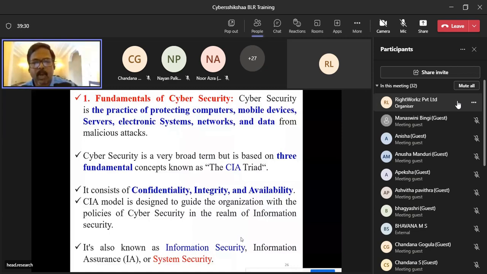Cyber security is a very broad term, but it is based on 3 fundamental concepts known as the CIA triad: confidentiality, integrity and availability. Why are we using this CIA model? The CIA model gives a simplified version of reality. It is designed to guide organizations with cyber security policies in real-time information security. Cyber security is also known as information security. Information means processed data, security means protecting the data. Also known as information assurance and system security.